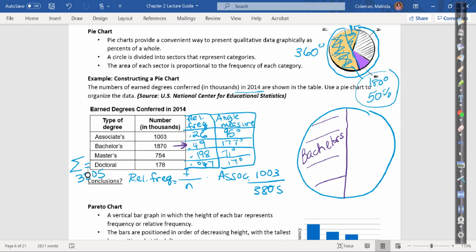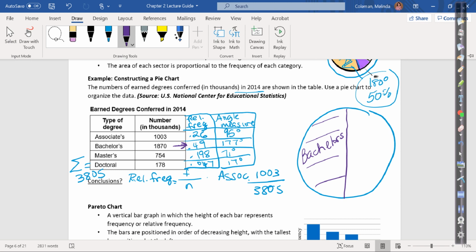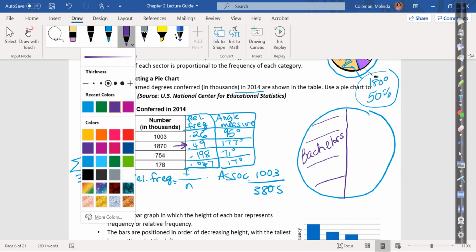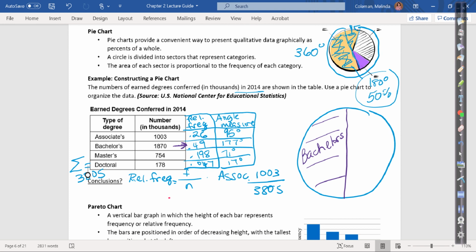From there, I also know the next easy one is the associate's degrees, because the associate degrees are about a fourth of the circle, or 95 degrees. So if I look at what's left of my circle and I cut it in half, this piece right here will represent the associate degrees. So that leaves me about 71 and 17 degrees.